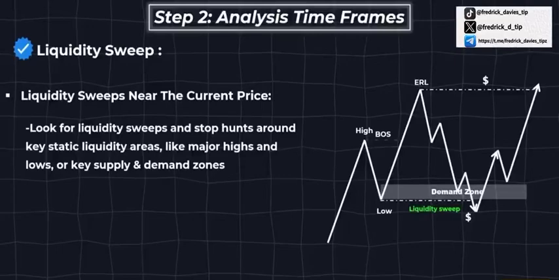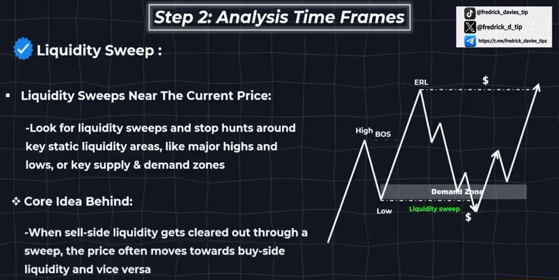Such as major highs, major lows, or important supply and demand zones. Catching these sweeps gives us a huge edge because it shows where the market has just collected liquidity and is likely to shift direction. The core idea behind identifying liquidity sweeps in our daily bias is simple. When sell-side liquidity is cleared out through a sweep, the price often moves towards buy-side liquidity, and vice versa.